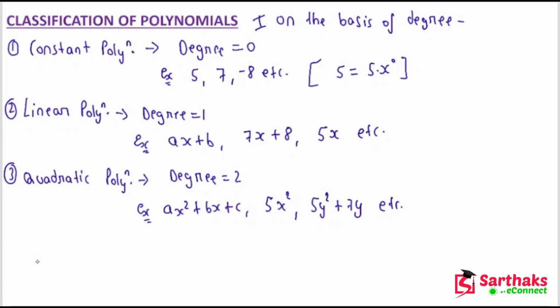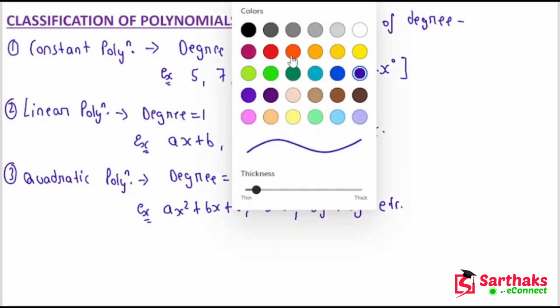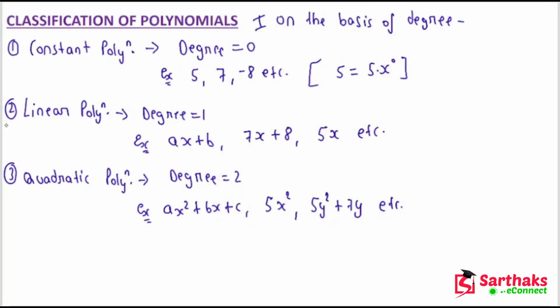Similarly, we can have quadratic polynomials, cubic polynomials with degree equal to 3, biquadratic polynomials with degree equal to 4, and so on. We are only concerned with linear polynomials. So now you can clearly see what a linear polynomial is. This was the classification of polynomials on the first basis, that is, on the basis of degree.